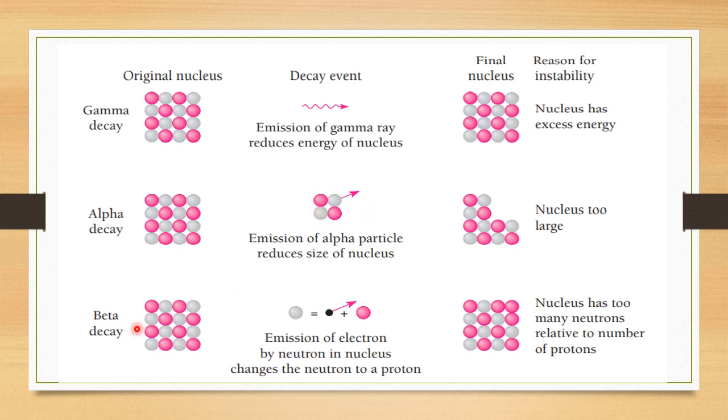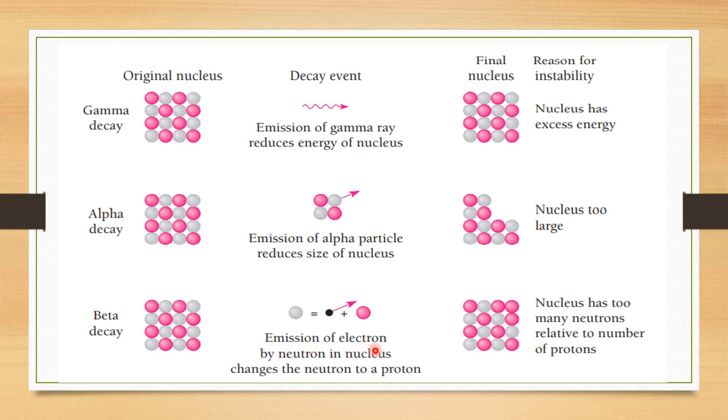Next is the beta decay. This is the original nucleus. So what happens in beta decay? This neutron changes into an electron, this black dot is the electron, and a proton. The neutron transformed into an electron and a proton, and the proton replaces the place of the neutron here. Okay, and this electron is emitted to the outside.